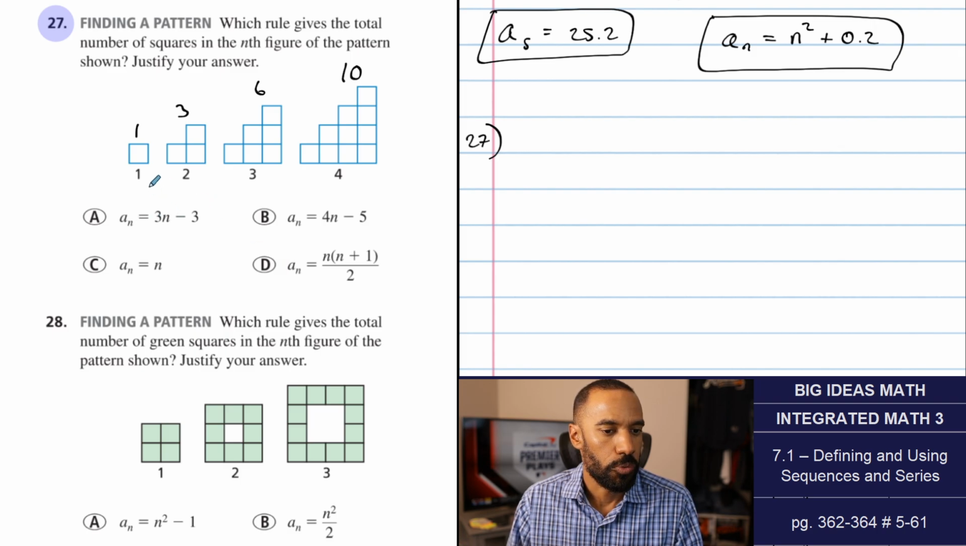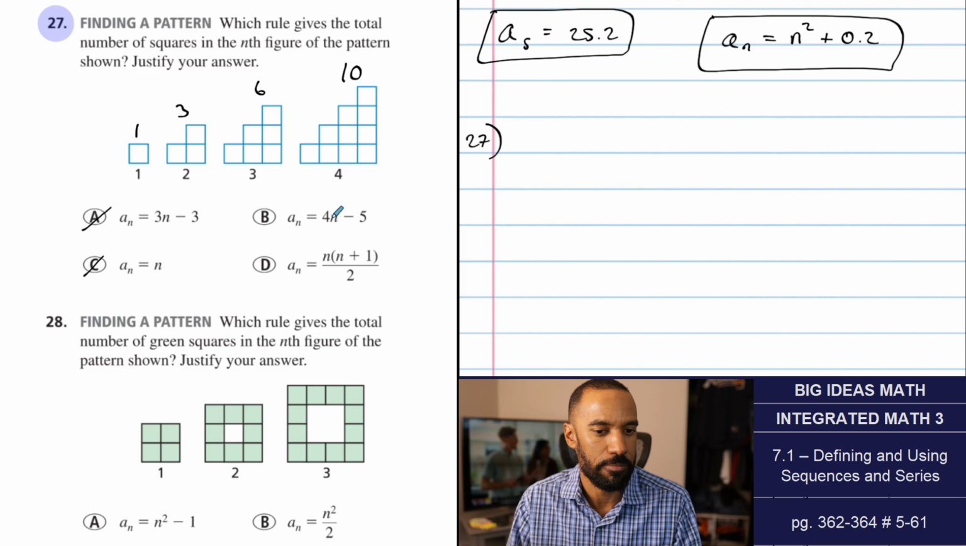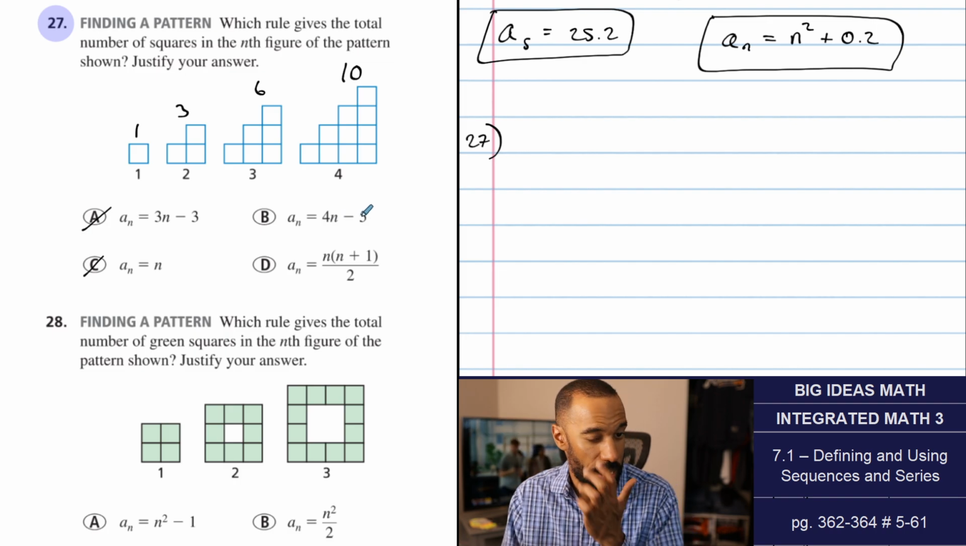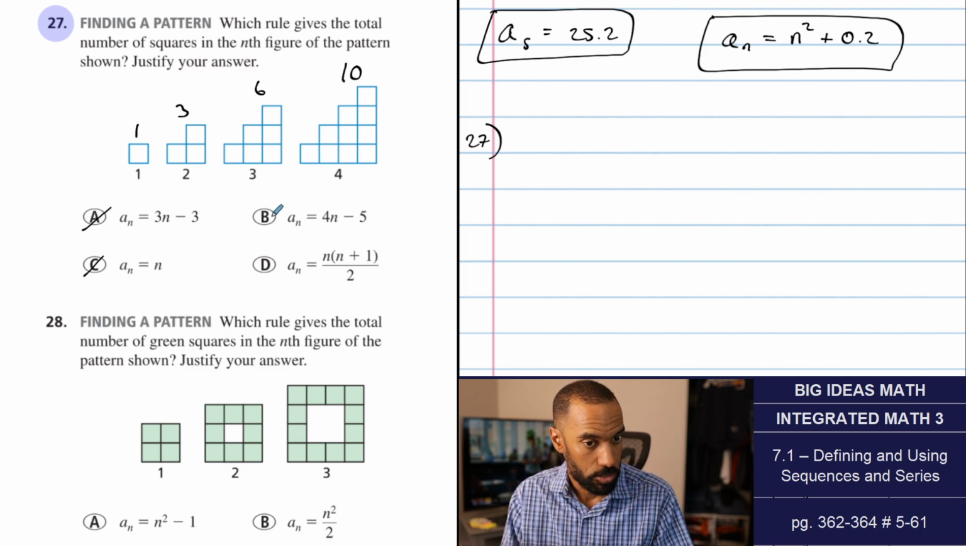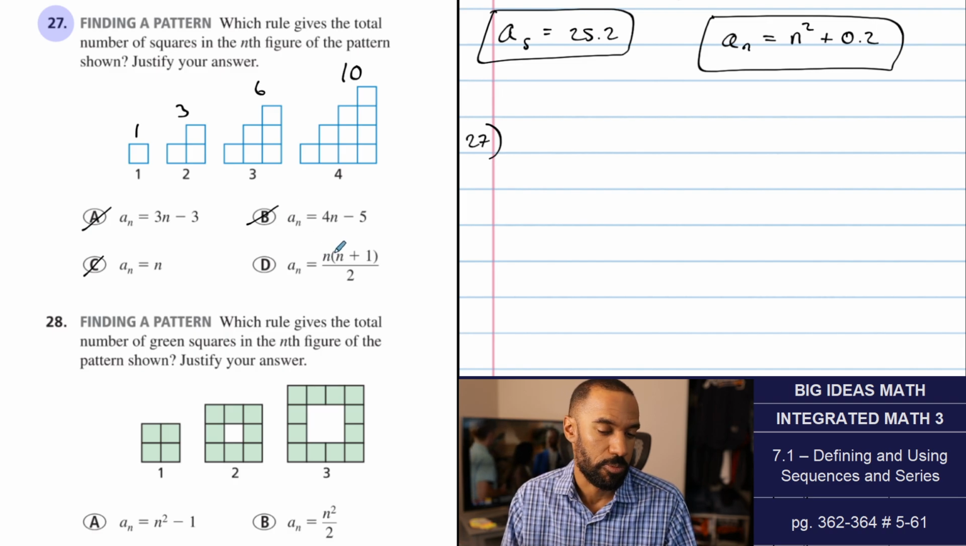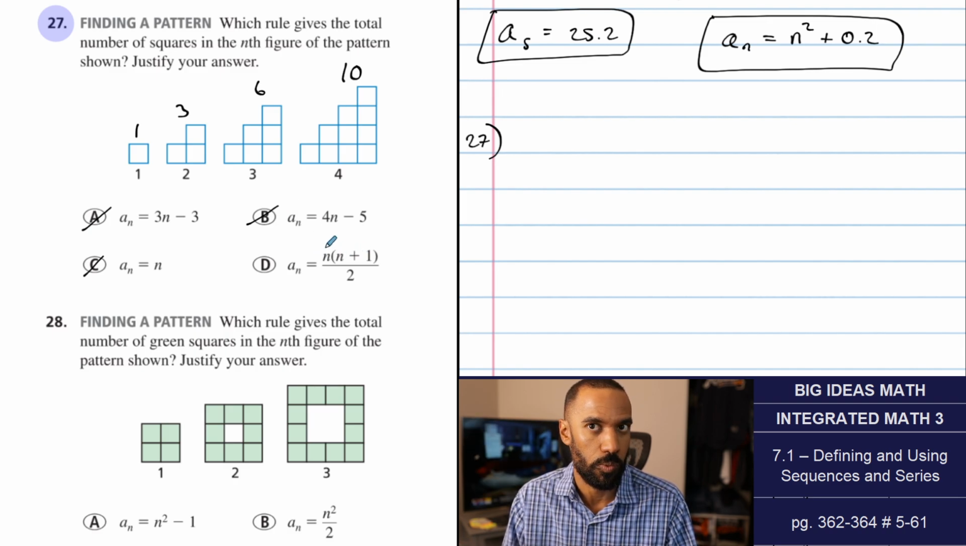3n minus 3. 3 times 1 minus 3 is 0. It's not a. It's not just n. It's not just 1, 2, 3, 4, etc. 4 times 1 minus 5 is negative 1. So that one doesn't work. It must be this. 1 times 1 plus 1 is 1 times 2, divided by 2 is 1. That works for that. 2 times 2 plus 1 is 2 times 3, which is 6, divided by 2 is 3. It seems to be this one, part D.